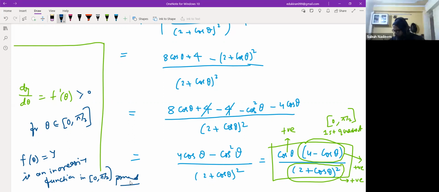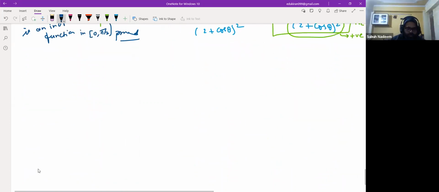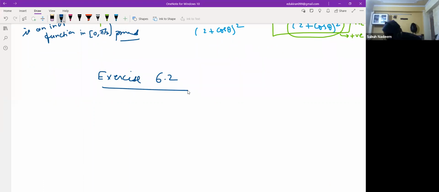Okay. Now, you can also try some more questions from NCERT. Like we are doing questions from exercise 6.2 only. So you can do this question. Sixteenth question from exercise 6.2.